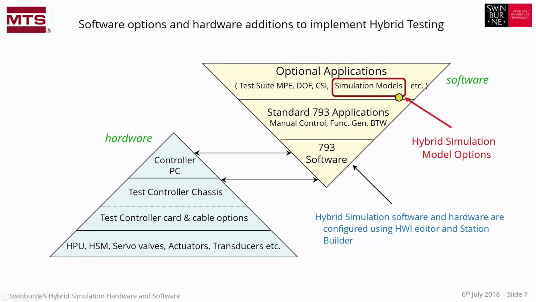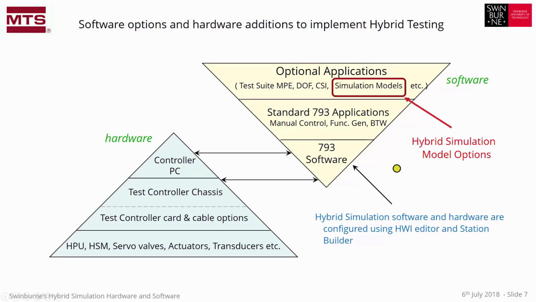And it is just one item of software, the hybrid simulation model options. We'll come back to that in a minute, but we also might be implementing some extra cards for communication purposes down in the hardware. Now, all the hardware and software are configured using the standard hardware interface editor and the station builder. Although there is one extra file that we might have, an XML file that is read, that also helps configuration.